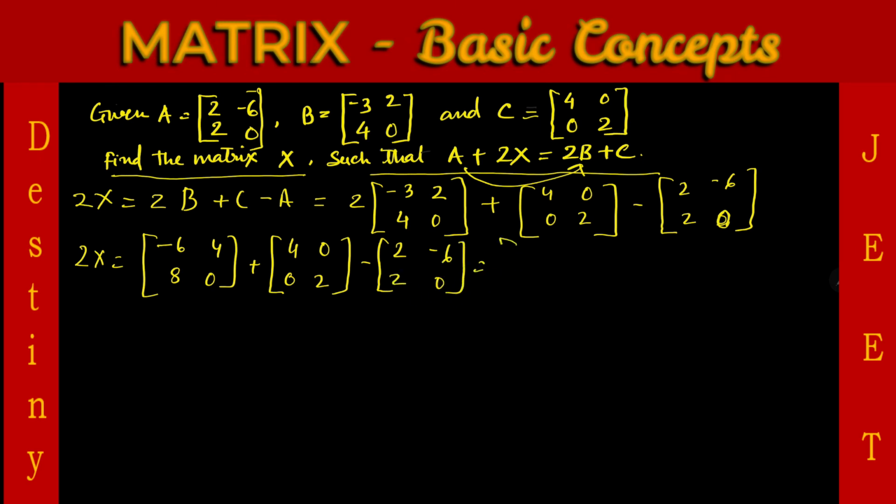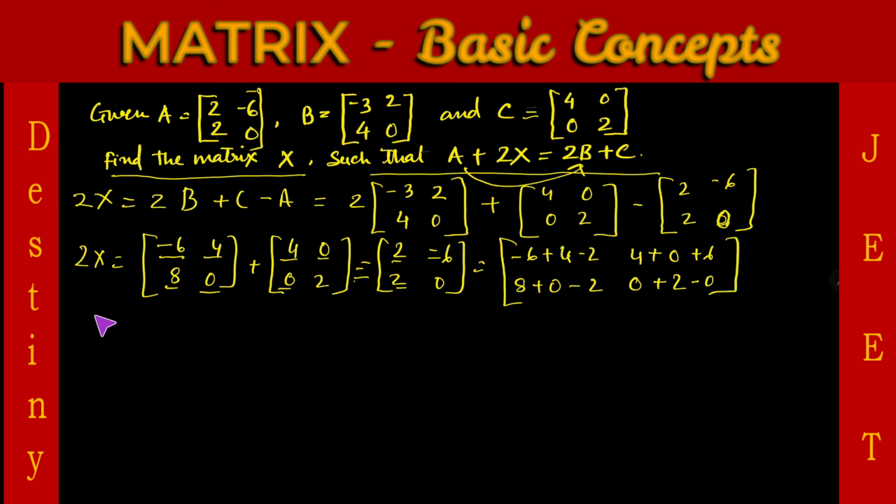What do we get? We get minus 6 plus 4 minus 2. Next 4 plus 0 plus 6. Next 8 plus 0 minus 2. Here we get 0 plus 2 minus 0.